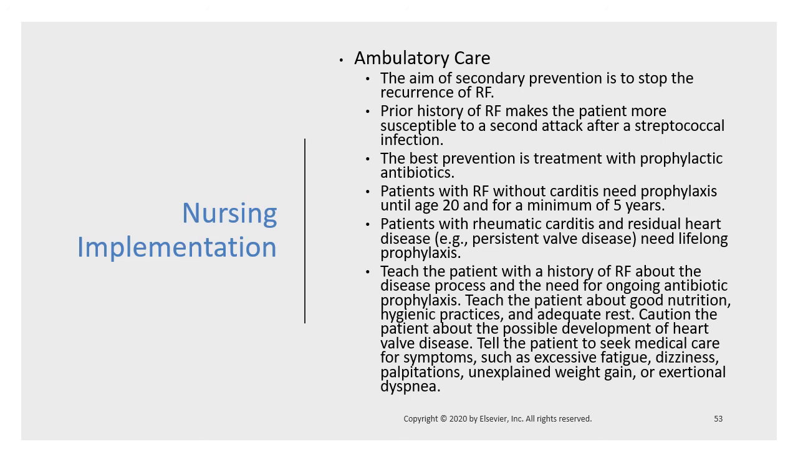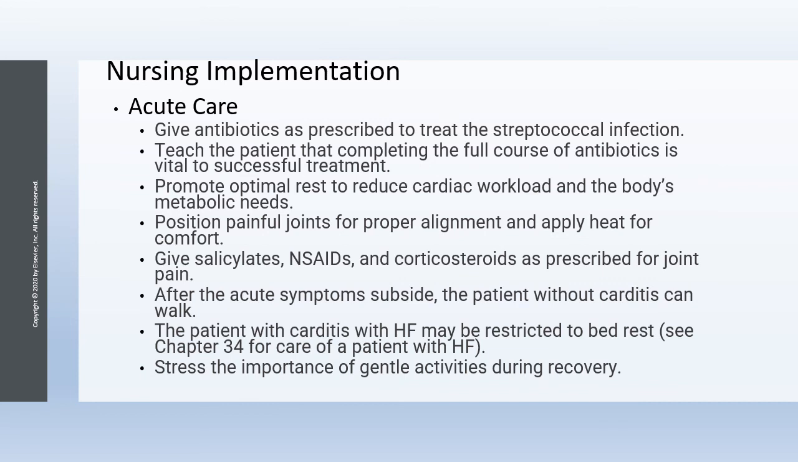It is aimed at preventing a recurrence of the rheumatic fever. Prior history of rheumatic fever makes the patient more susceptible to a second attack after a streptococcal infection. The best prevention is treatment with prophylactic antibiotics. Patients with rheumatic fever without carditis need prophylaxis until age 20 and for a minimum of 5 years. Patients with rheumatic carditis and residual heart disease need lifelong prophylaxis.